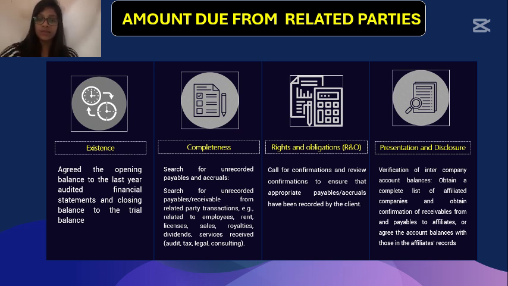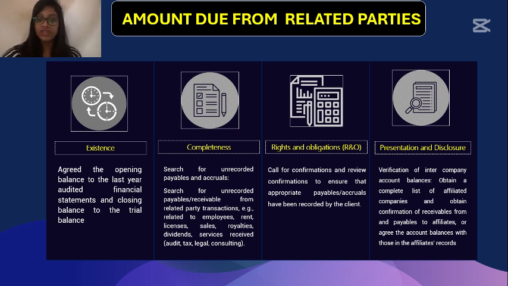Firstly, existence. Agree the opening balance to the last year's adjusted financial statements and the closing balance to the trial balance. Secondly, completeness. Search for unrecorded payables or accruals. Search for unrecorded payables and receivables from related party transactions. Examples relate to employees, rents, licenses, sales, royalties, dividends, services received.